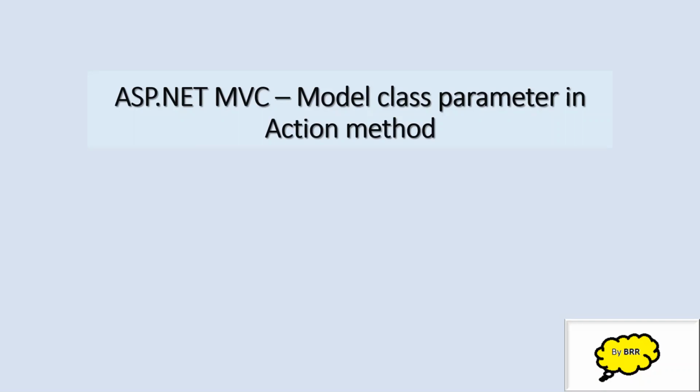Hi, this is Bearer. In this video session, we'll talk about how we are going to use a model class object as a parameter in the action method in the controller object. In the earlier session, we talked about form collection and form parameters. Today's session, we'll talk about the model class object, and how we are going to pass it as a parameter in an action method in MVC.